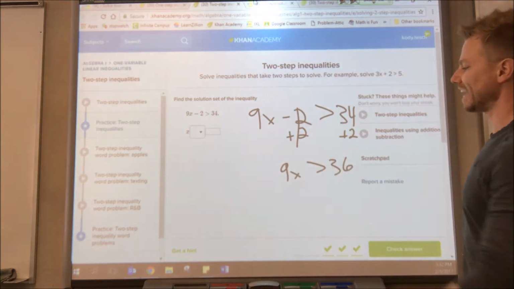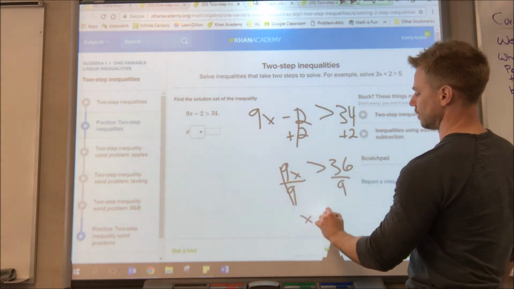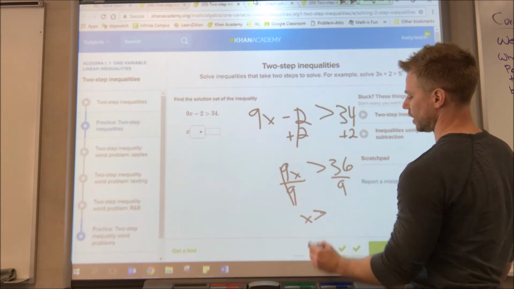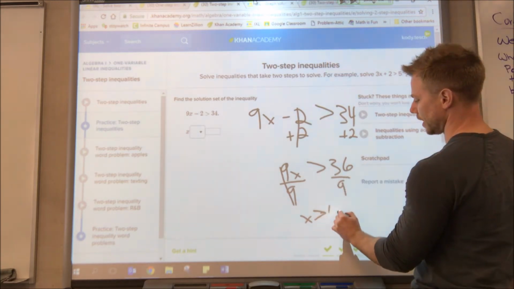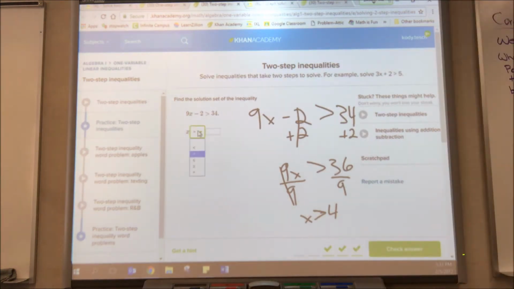And we'll get rid of that 9. It's being multiplied, so we do the opposite of that, which is dividing. And we get x is greater than 36 divided by 9 is 4. So x is greater than 4.